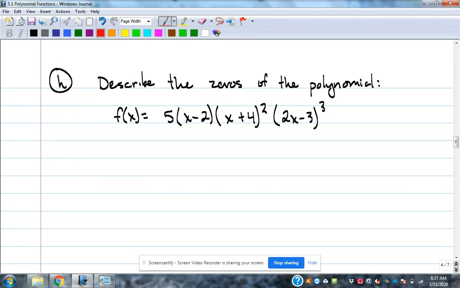Okay, how do we find zeros, roots, x-intercepts for a polynomial that's in factored form? Set each factor equal to 0. That's right. So everything that's in parentheses. So x minus 2 equals 0. X plus 4 equals 0. 2x minus 3 equals 0. Okay. So when you solve those, you get x equals 2, x equals negative 4, and x equals 3 over 2. But there's a little bit more information that goes with that because it's coming from a higher degree polynomial. What's the degree of this polynomial?